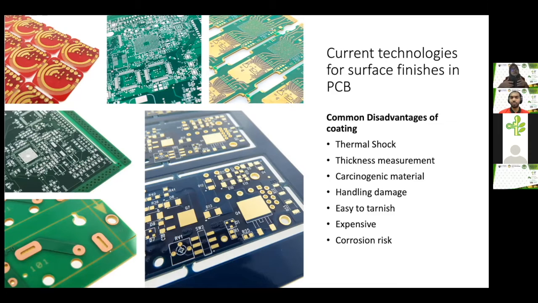But what is the common disadvantage when you do coating? First is that you might get delamination. The coating might go through thermal shock, because when you have two different materials laminated together, the possibility of delamination might occur, and this also depends on thermal shock. We might have problems measuring the coating, because we don't want it to be too thick; once it's too thick, it won't function well. It can also be easily oxidized, and there is corrosion risk. So these are the things.